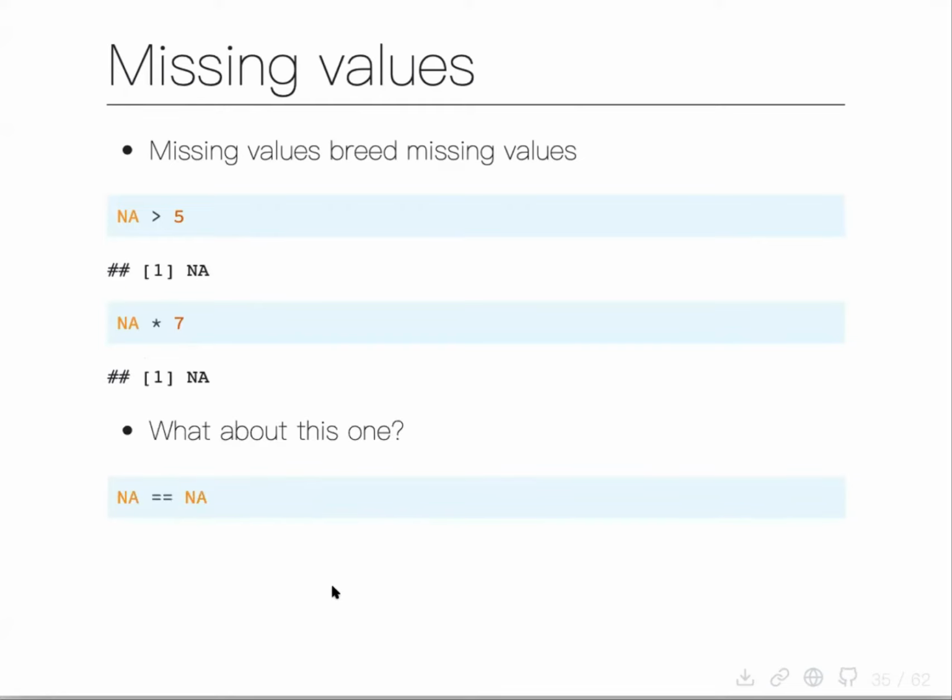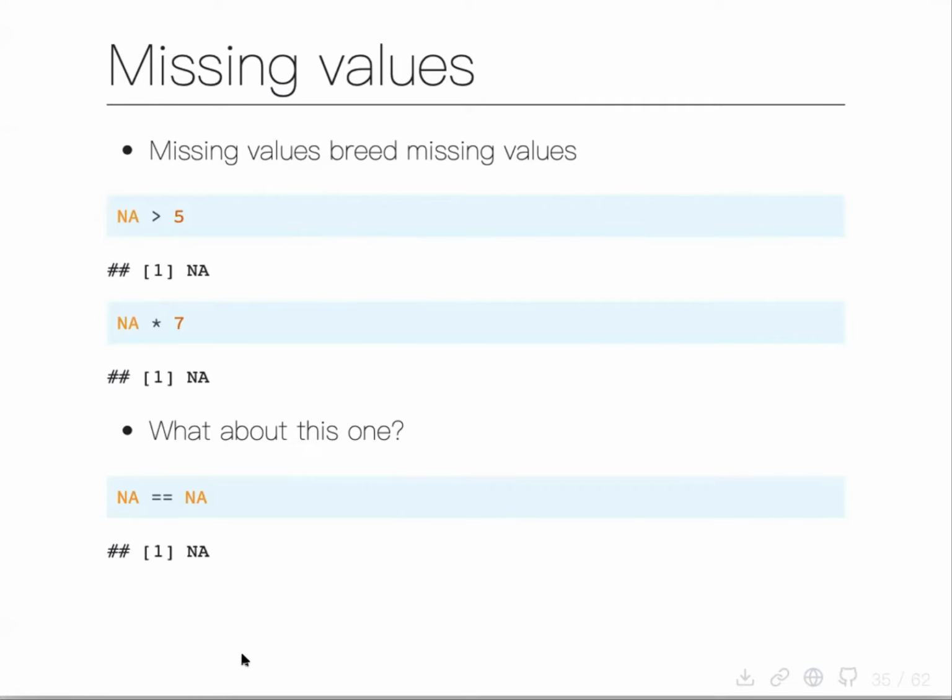But what about this one? What would you expect to get with that? This is sort of tricky. If you're saying, is NA the same thing as NA, then you might expect it to be true. But actually we get NA. Okay. And this is where missing values become more tricky. These two kind of make sense, right? But this one maybe doesn't.